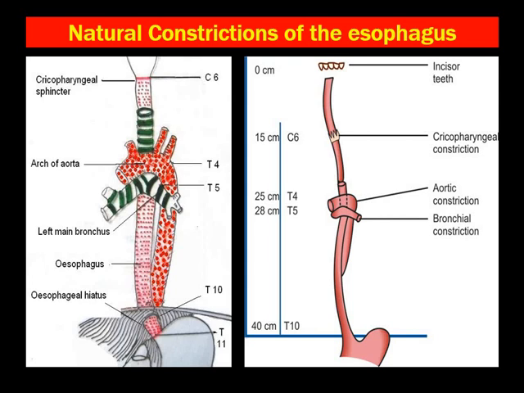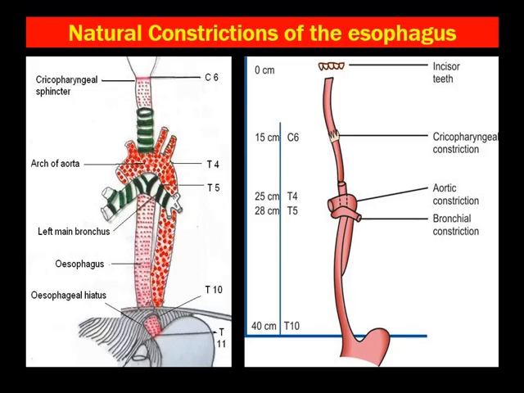The upper or the first constriction lies at the cricopharyngeal sphincter, which is around 15 cm from the upper central incisors. Why we take the upper central incisors is that the maxilla is a fixed bone. The mandible is not fixed. Therefore, the distance is always counted from the upper central incisors.